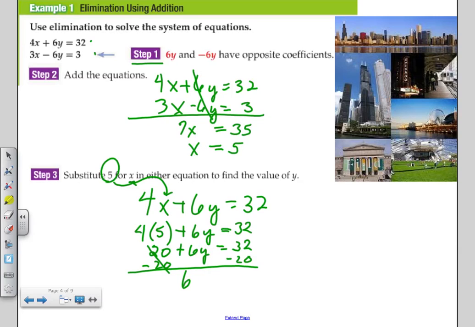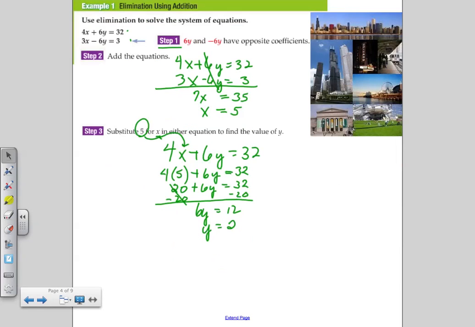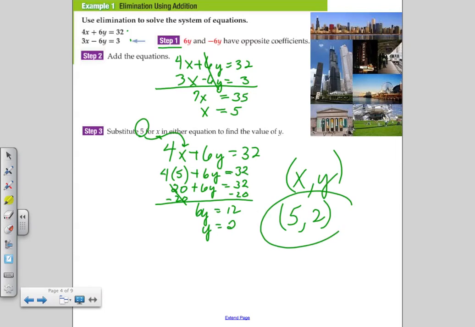And we get 6y equals 12. Or y equals, divide both sides by 6, and we found out y equals 2. So now we know that y equals 2. So our solution for x and y is (5, 2). And there's our answer. Okay? And you could check that by graphing it if you'd like.